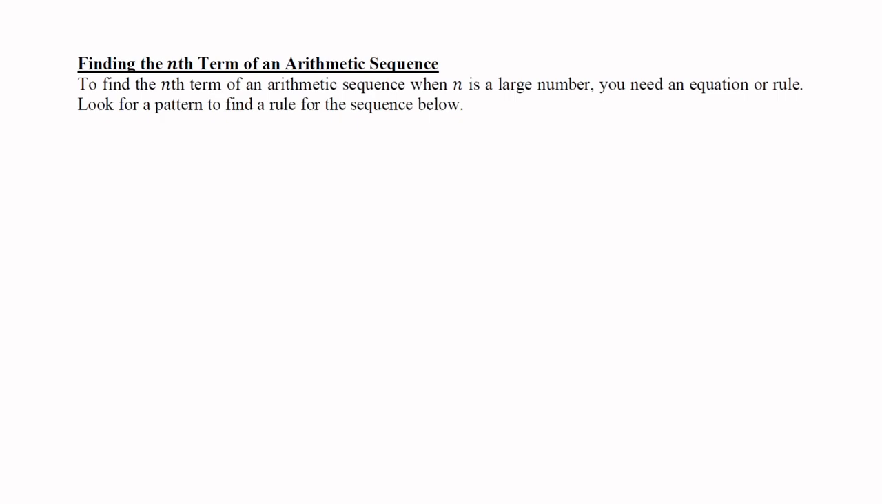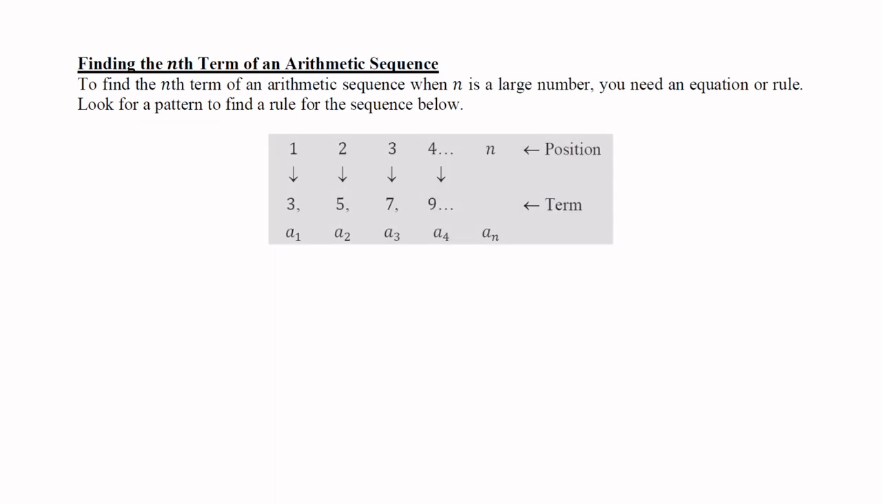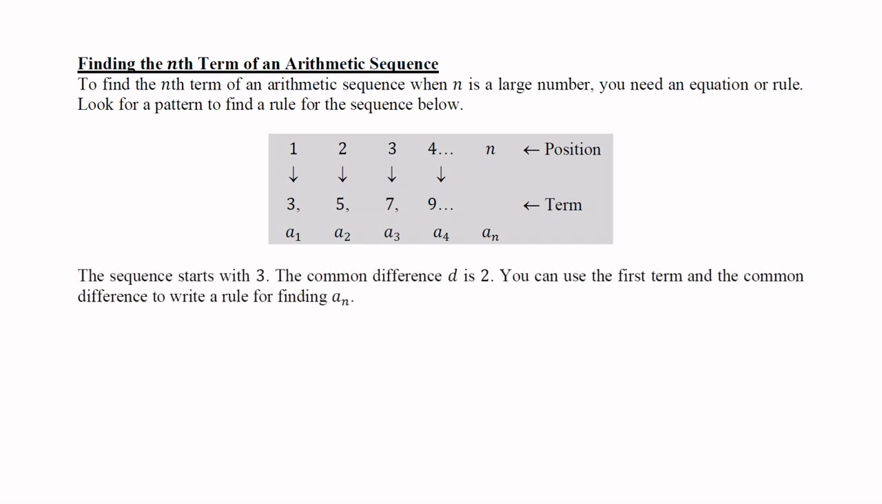So this sequence is not arithmetic because the first differences are not common. To find the nth term of an arithmetic sequence when n is a large number, you need an equation or rule. We want to look for a pattern to find a rule for the sequence. So we're going to have a position number, 1, 2, 3, 4. That's going to be our n value. That's going to give us a sub 1, a sub 2, a sub 3, a sub 4. In our sequence, we have the value of our terms, 3, 5, 7, and 9. Now, taking a quick look at this, you notice that it is arithmetic because our common difference is 2. You add 2 to each term, you get the next term.